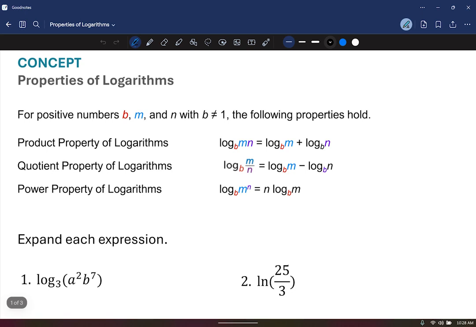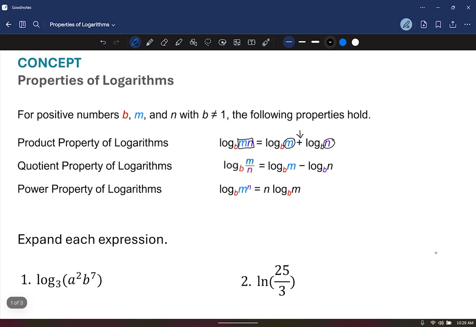In this lesson, we're going to talk about the properties of logarithms. For positive numbers b, m, and n, where b does not equal 1, the following properties hold. You have your product property, which states if you're taking the log of two things that you are multiplying, you can separate those into log base b of the first thing plus log base b of the second thing.